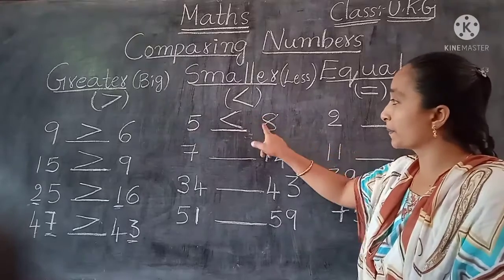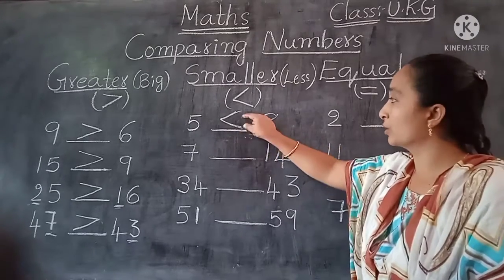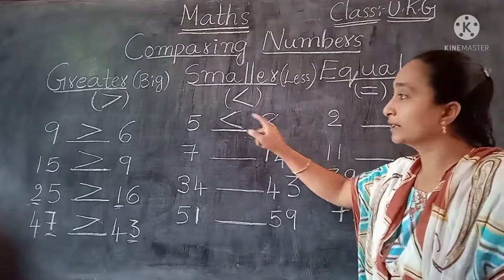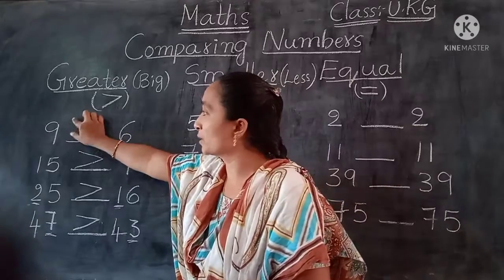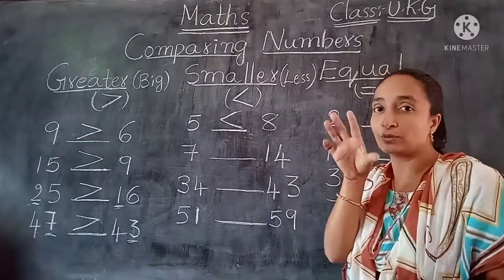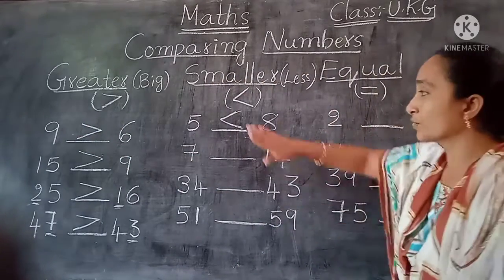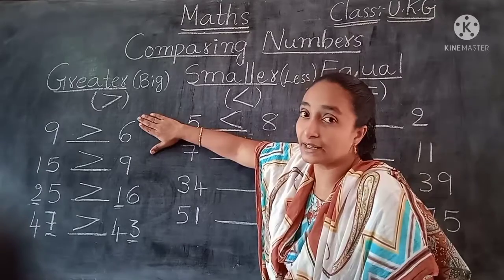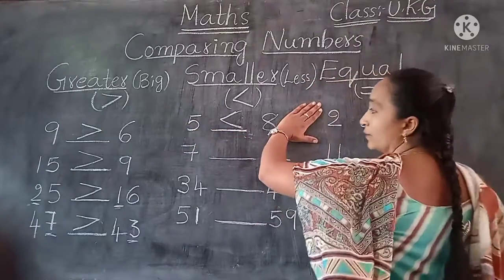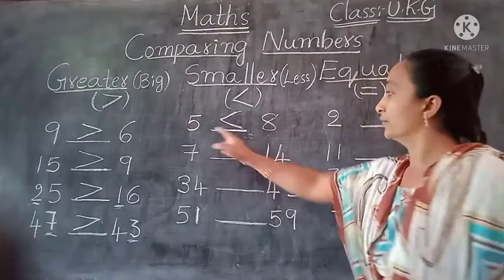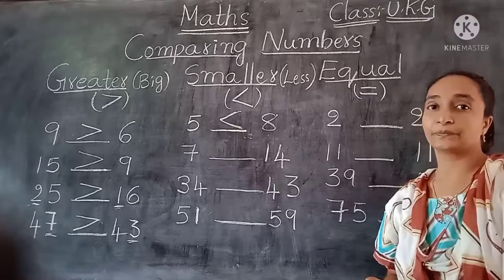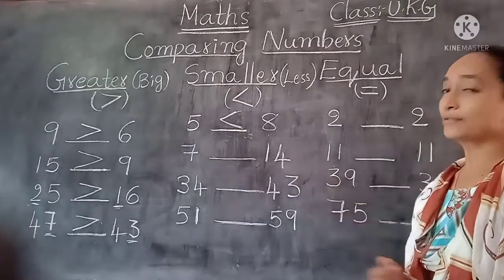So this big mouth will open to the bigger number side. Now here the bigger number is this side, so the bigger mouth opens that side. The crocodile will open the mouth this side. So here, this side, 9 is greater than 6 and 5 is less than it. Now here we have got it.